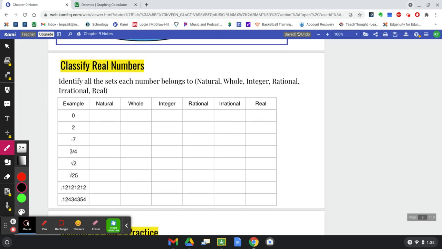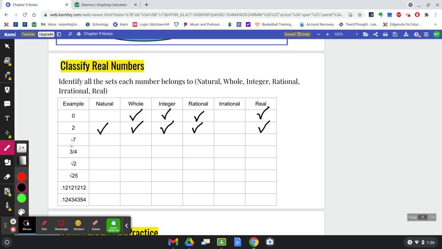So let's look at some examples where we're classifying, right? And we're going to see what sets they belong to. So if you remember, 0 was first introduced as a whole number, okay? It's not natural because I'm not counting with it. I don't start at 0 when I count. I start at 1, 2, right? So it starts as a whole number, and then it's going to be integer, rational, and real. Remember, it can't be both of these. 2, that's a counting number. It's also whole, right? There's no parts to it. It is an integer, it's rational, and it's real.